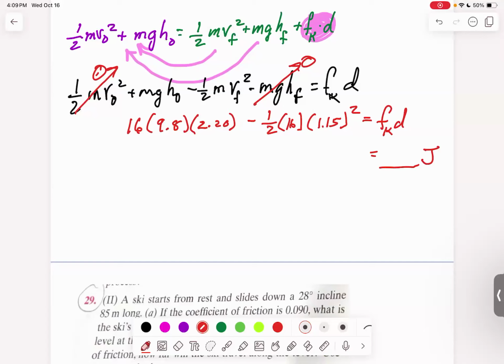So when you do the math on that, you should get 334 joules. Okay. So work through those problems.